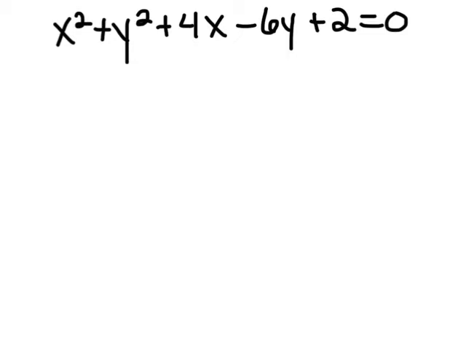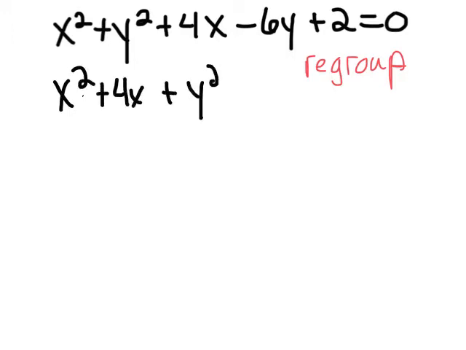So the first thing we're going to do is regroup the terms. We want to regroup them so that my x terms, my x squared and my 4x, are together, and my y squared and my negative 6y are together, and then the plus 2, we're going to add the opposite and toss it to the other side. So we're going to do that by rewriting: x squared plus 4x plus y squared minus 6y, and that's now equal to negative 2.